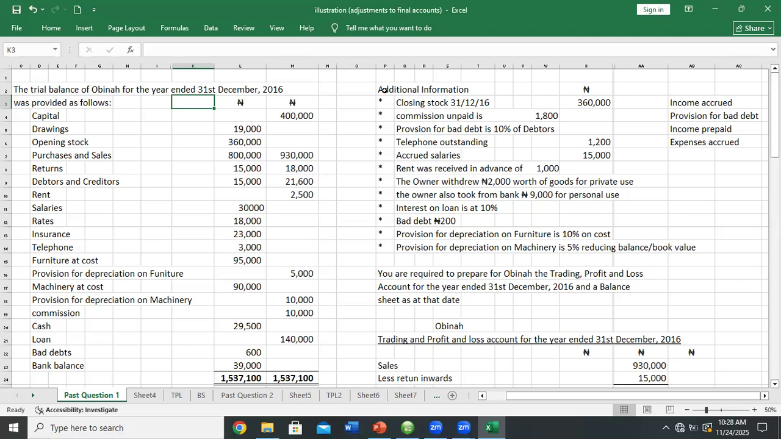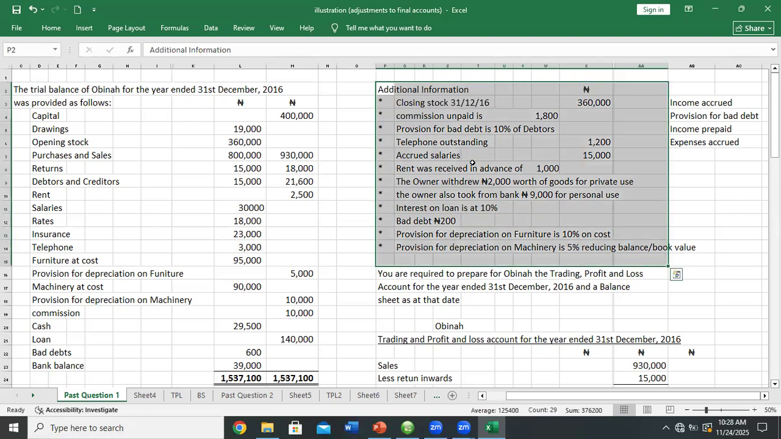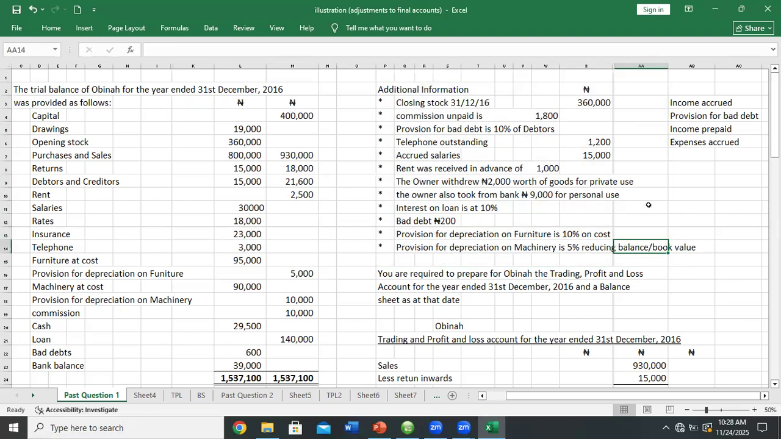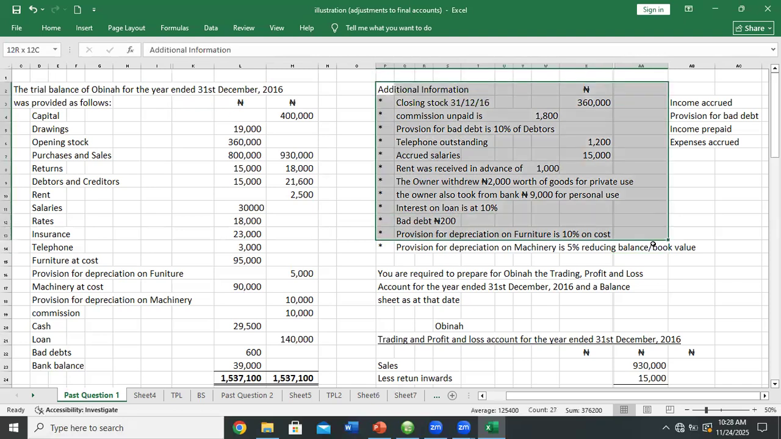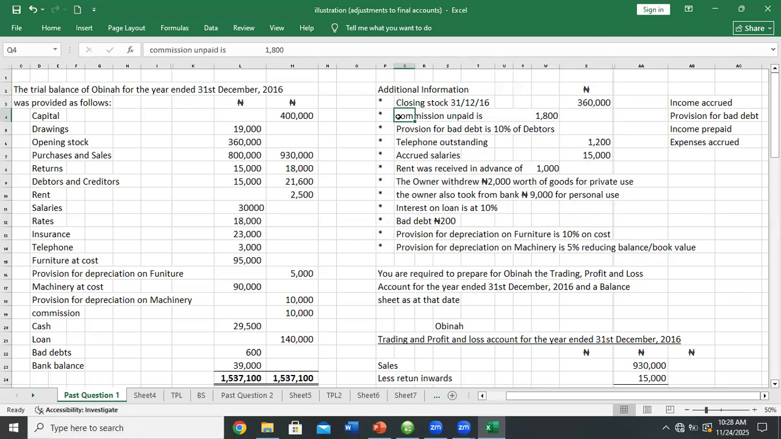Now look at something here, additional information. This is the section of interest to us as far as adjustment to final accounts is concerned. So the first one is closing stock. We are familiar with closing stock. Now look at this one: commission unpaid.